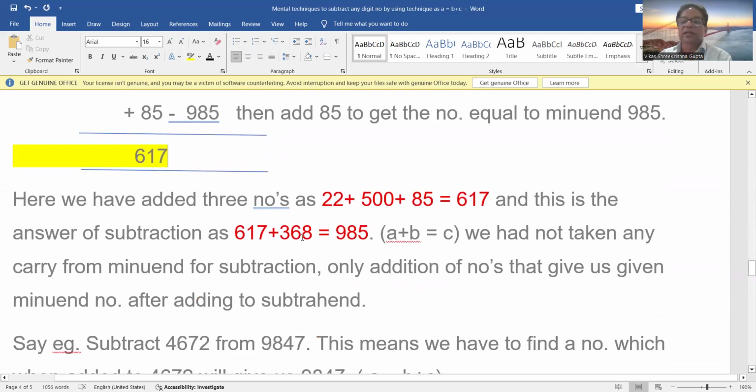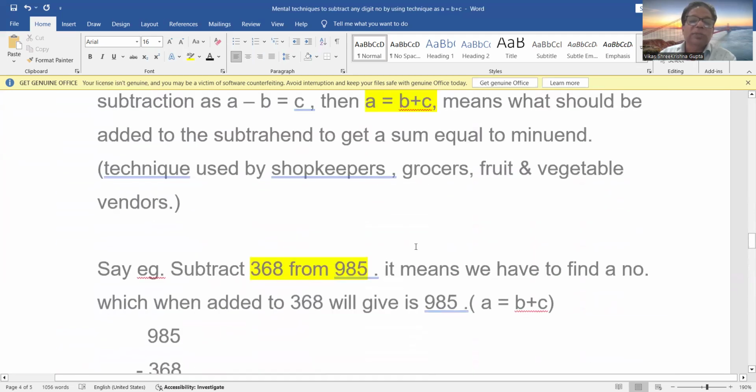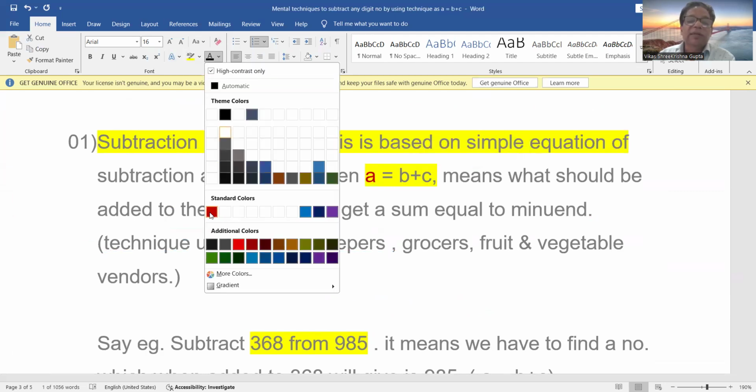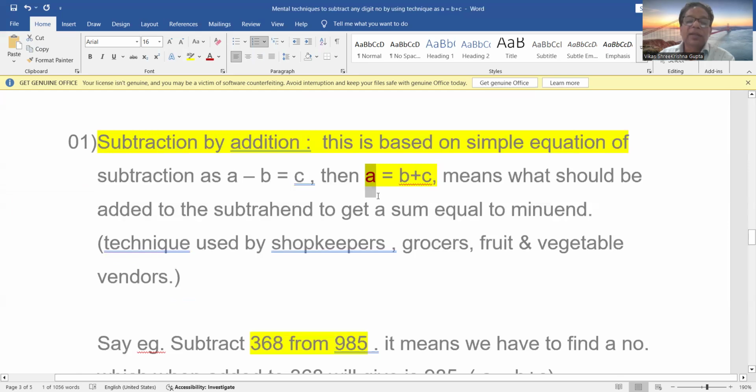And this is basically the way to check your subtraction also. Suppose when you do any subtraction, A minus B is equal to C. So how do you check whether your subtraction is correct or wrong? You just add B and C. If after adding B and C you get the number A, it means your answer is correct. If you are not getting the number A, it means your subtraction is wrong.